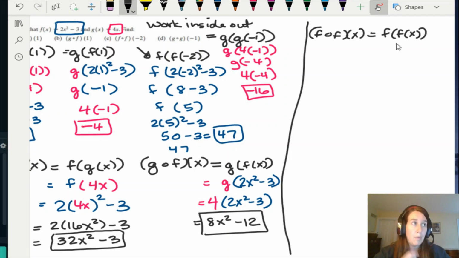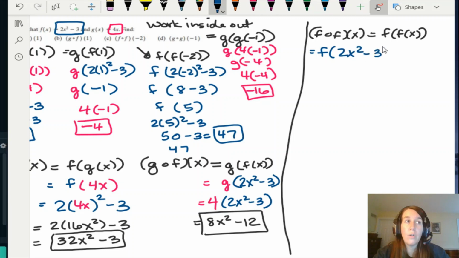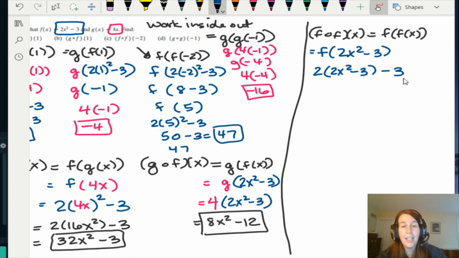Ooh, this is going to be a tricky one, I think. So that's in blue. We're going to do the f of 2x squared minus 3. That means for x in here, we have to plug in 2x squared minus 3. So that's 2 times 2x squared minus 3, and then minus 3. There are no colors here to help us because this is the f function and we're plugging it into the f function. It's almost meta.